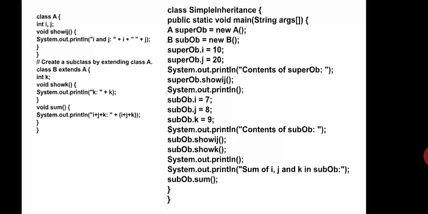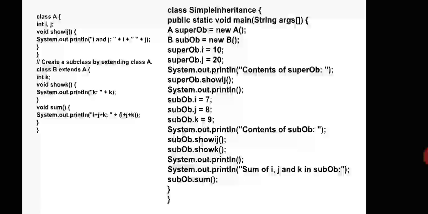Now you are going to print the contents of sub OB, and you are calling the show IJ method using the object of class B. It is possible, because the show IJ method is residing inside class A, but you can call it using the object of class B, because class B extends class A, or class B inherits all the properties of class A. So you will be able to call the show IJ method using the second object, or class B's object. Now using the same object, you are going to call the show K method which is available in class B. So it is not a problem.